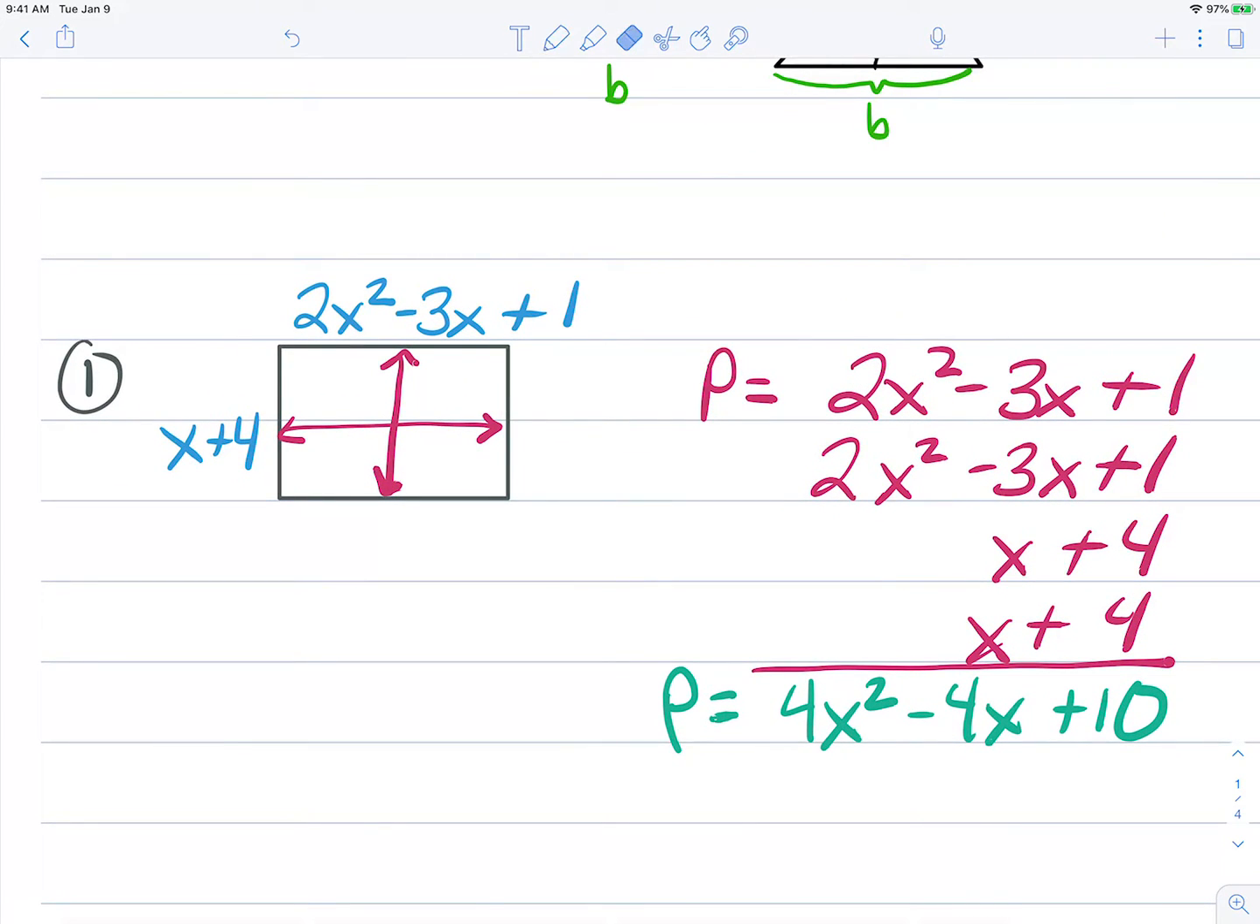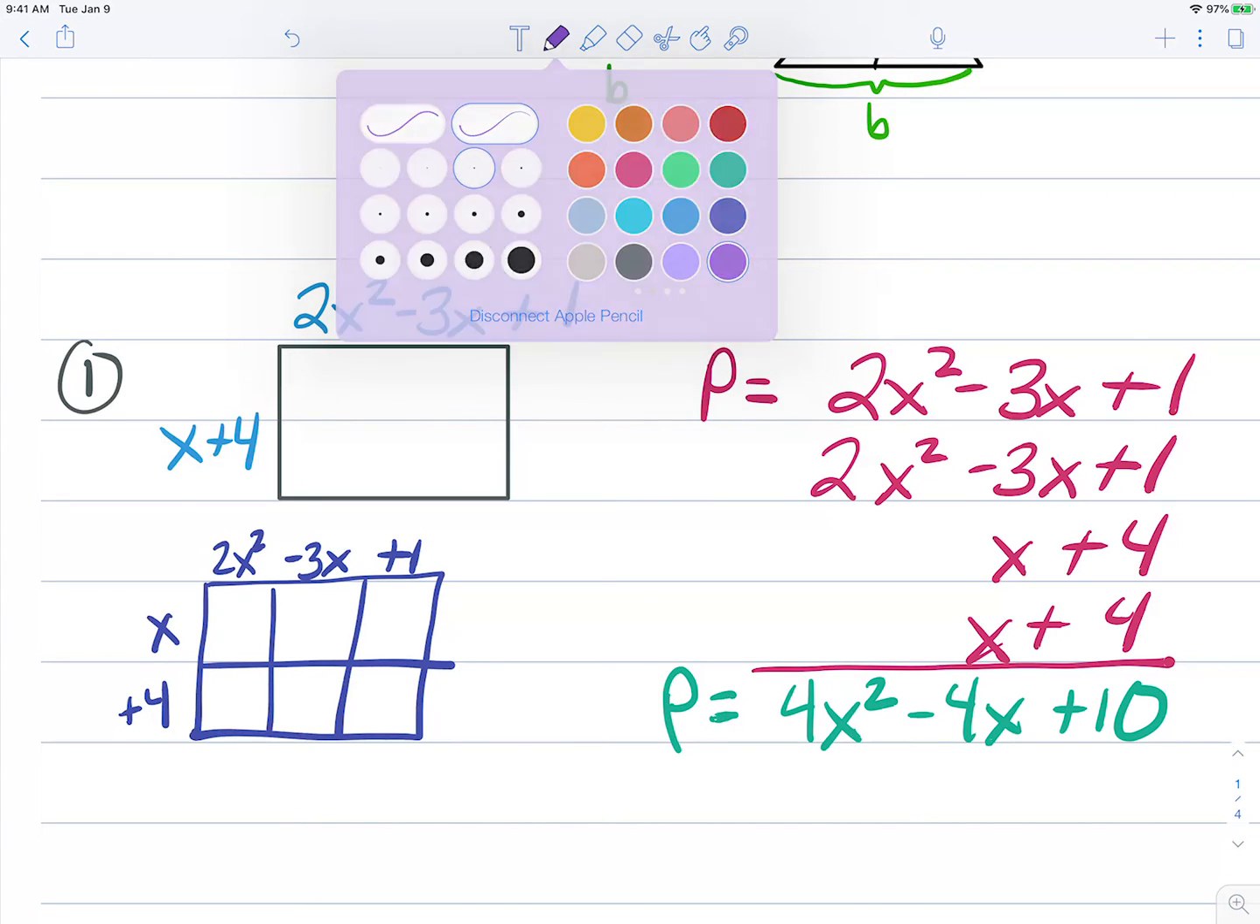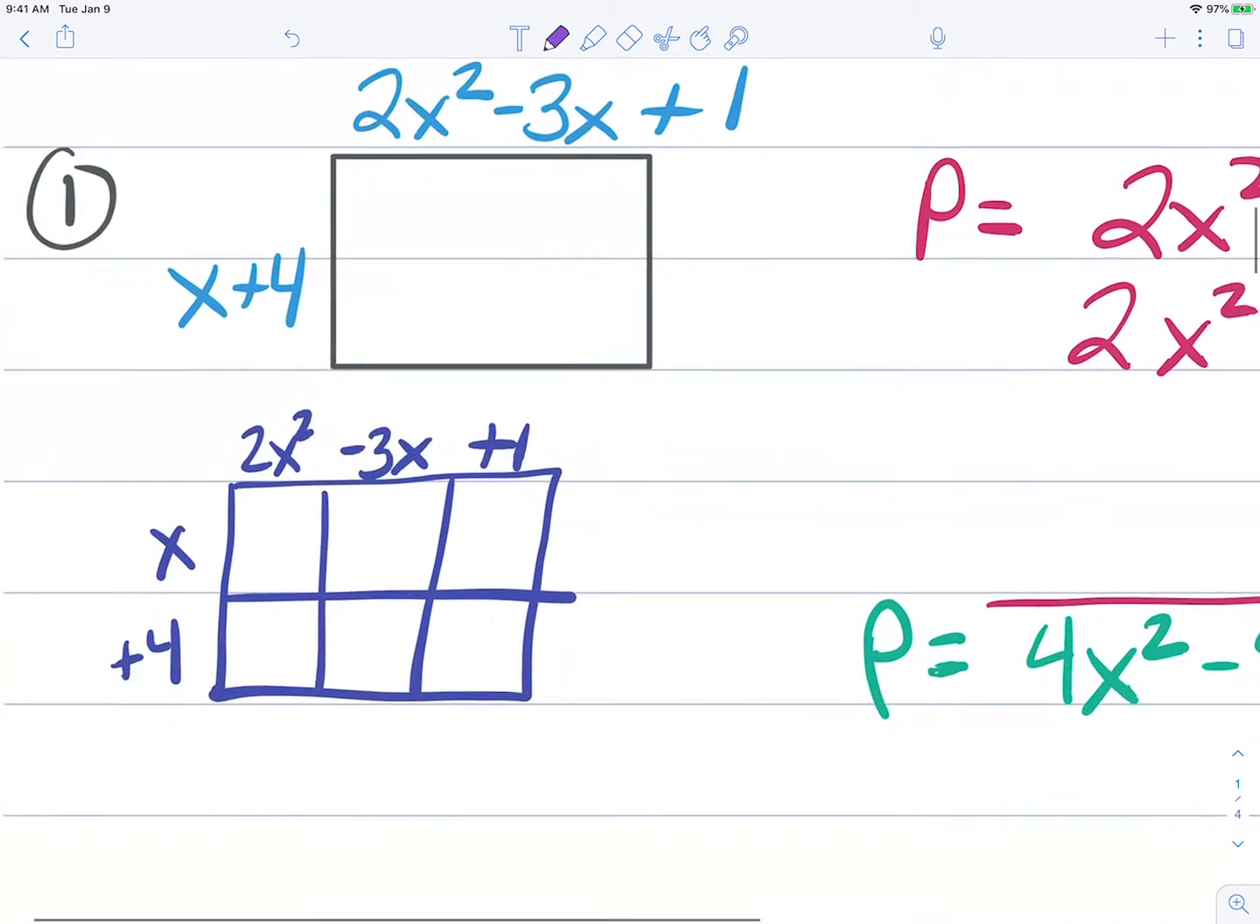So on this problem, we are multiplying the trinomial on the top by the binomial on the side. So I'm going to create a 2 by 3 box, because I like to be able to keep track of all of my pieces, and this has many pieces and I don't want to lose any of them. This is how I do it when I'm figuring out an answer key, you guys.